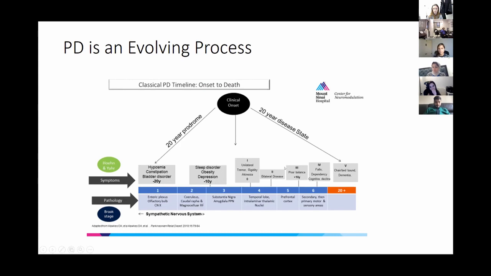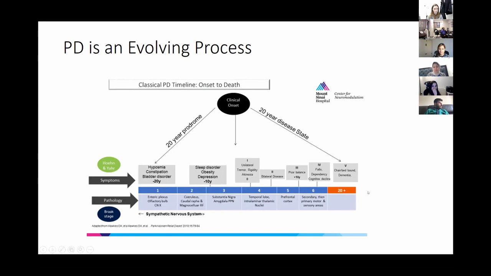So go from unilateral to bilateral. And then when they get to a Hoehn and Yahr stage 3, that's essentially where the balance comes in. So basically postural instability, patients tend to have falls, freezing of gait, they're just not as stable on their feet. And then stage 4 is basically falls, dependency, and then cognitive decline.